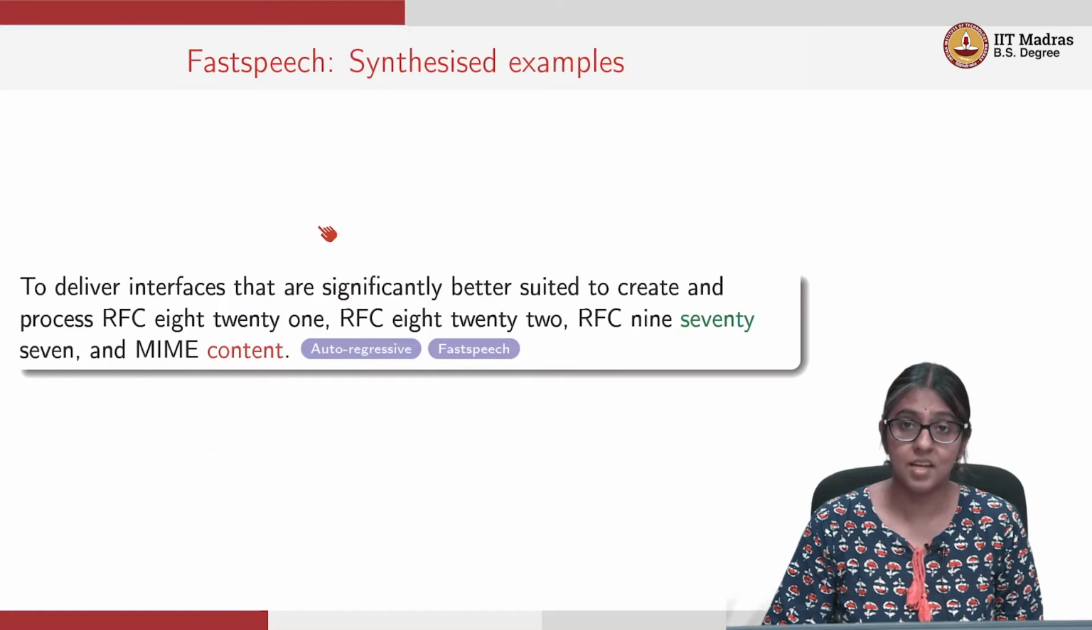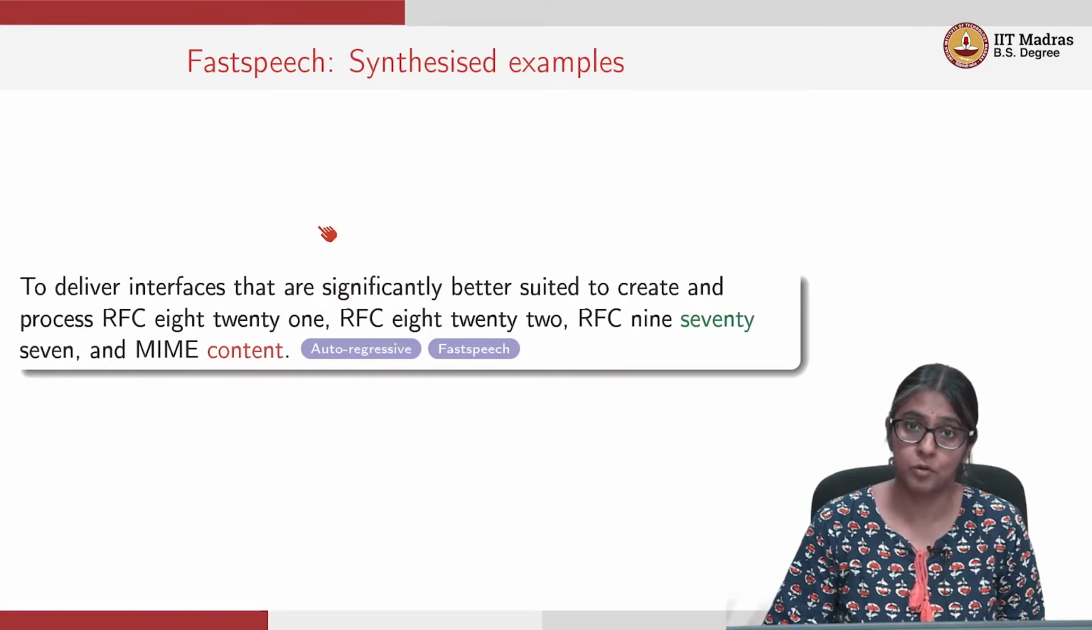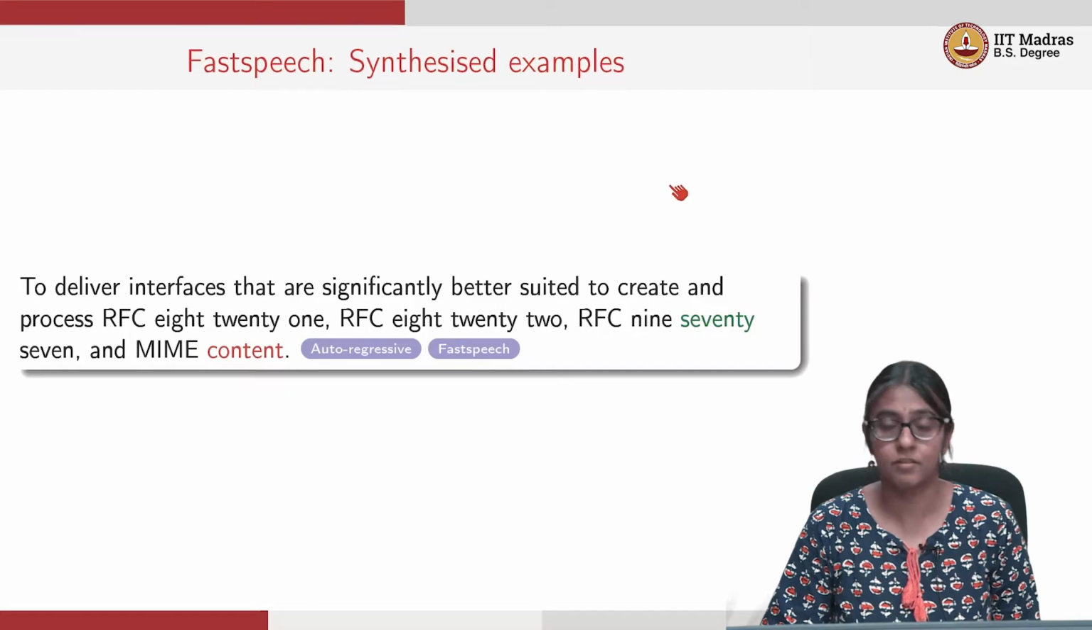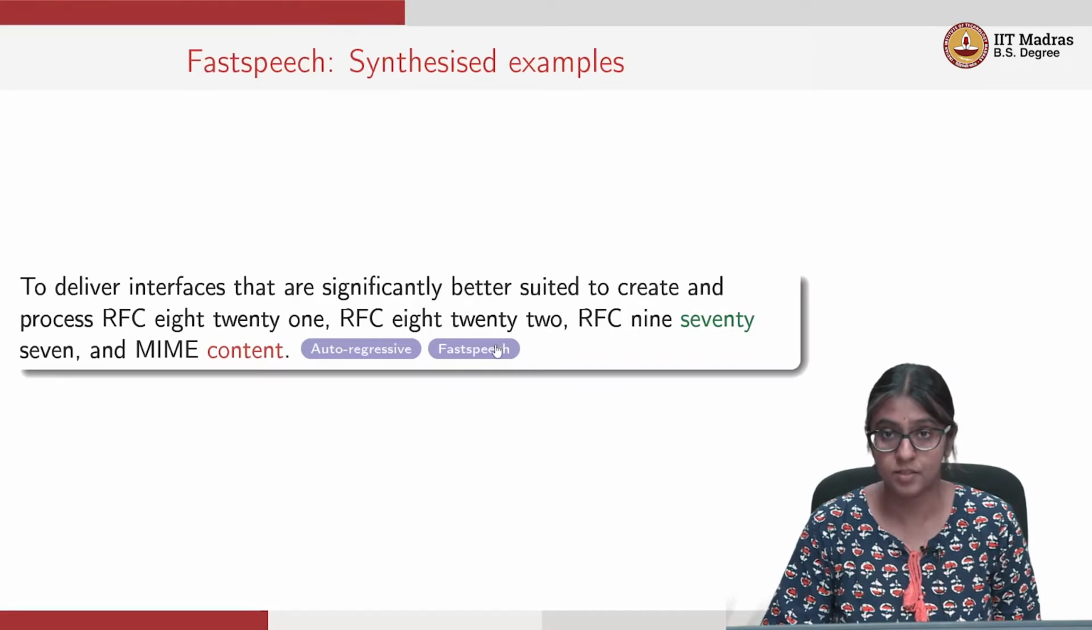So let's take the same example wherein Tacotron 2 made mistakes during synthesis and how it is corrected in FastSpeech. So this is the FastSpeech output. To deliver interfaces that are significantly better suited to create and process RFC 821, RFC 822, RFC 977, and MIME content. So you could see there was no repetition at 70, and then the content word was spoken correctly without skipping.